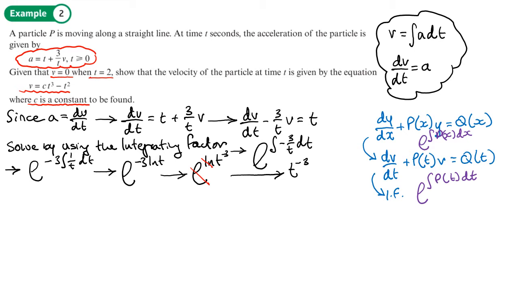That's my integrating factor. So now I times all the terms in the original equation, the first order differential equation, multiply every term by t to the minus 3. So that will give me t to the minus 3 dv/dt minus t to the minus 3 times by 3 over t v, equals t to the minus 3 times by t.